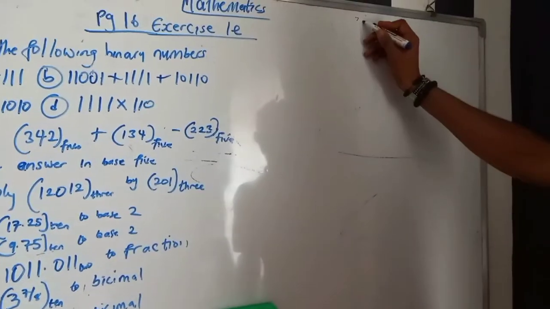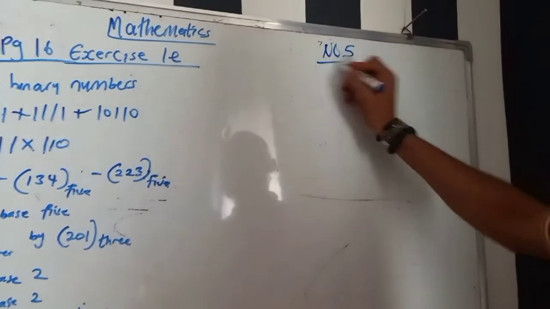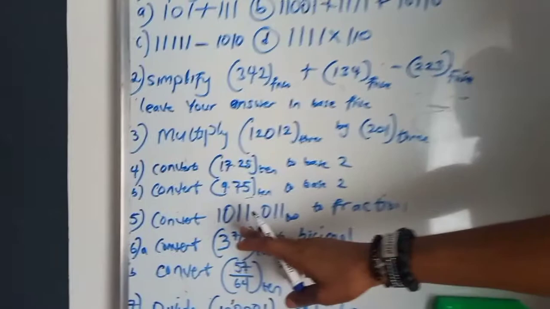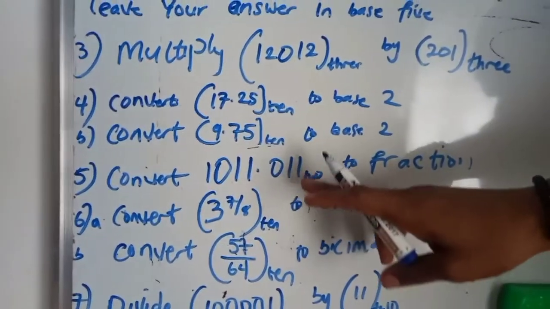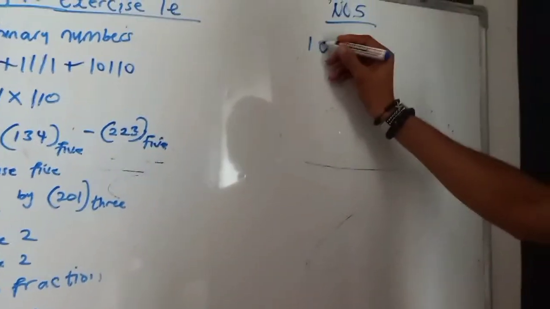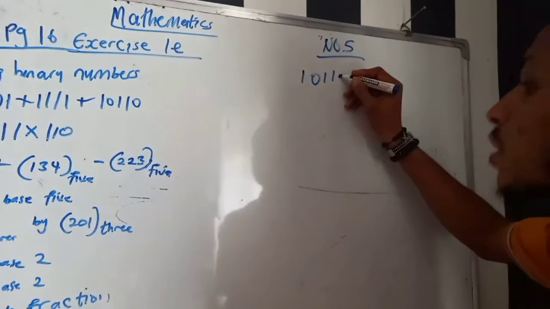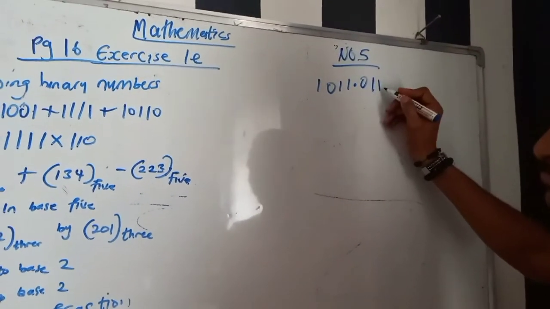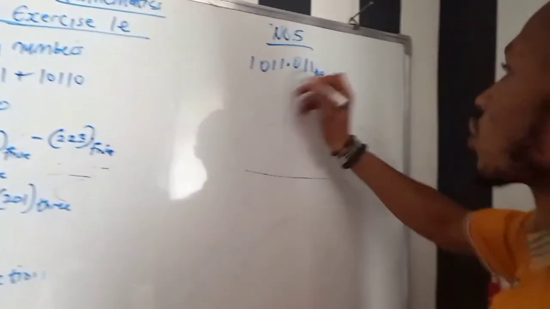Now let's go to number 5 question. Number 5 question says: convert 1011.011 base 2 to fraction. What will I do? I enter my question: 1011.011 base 2 to fraction.